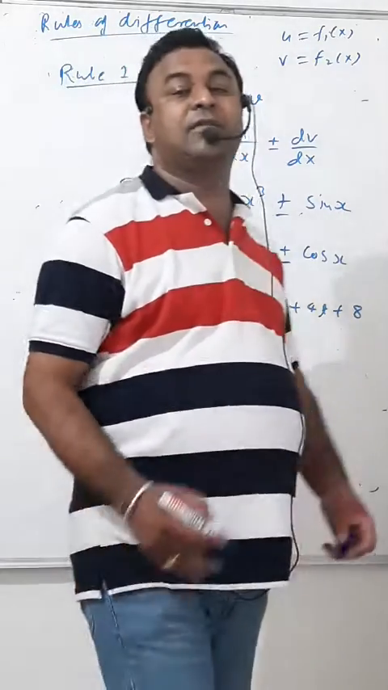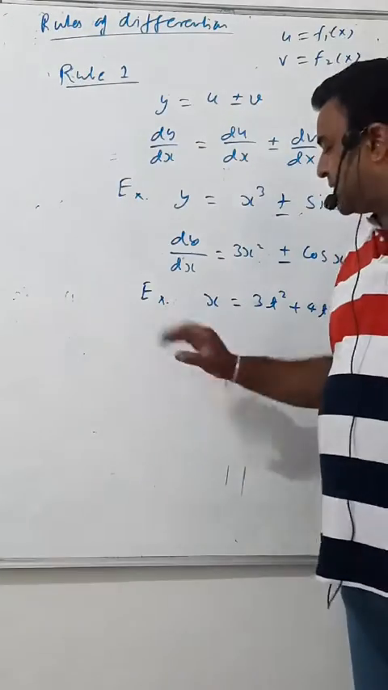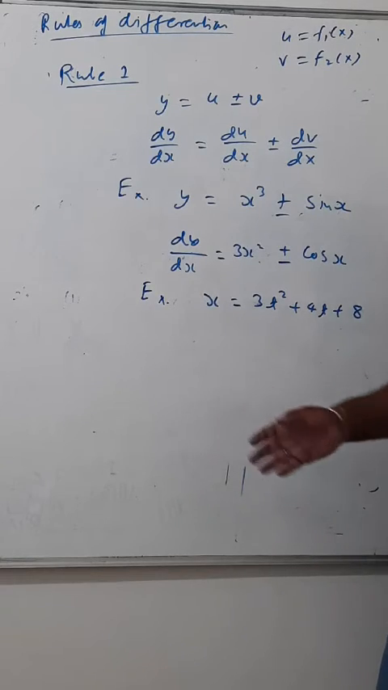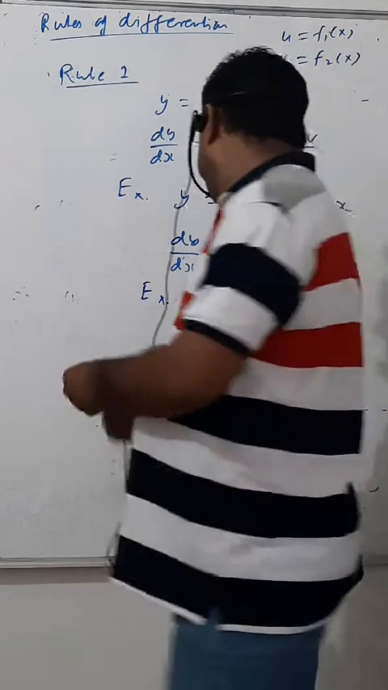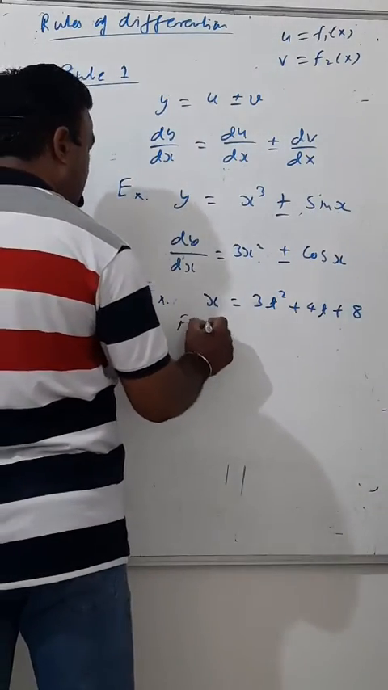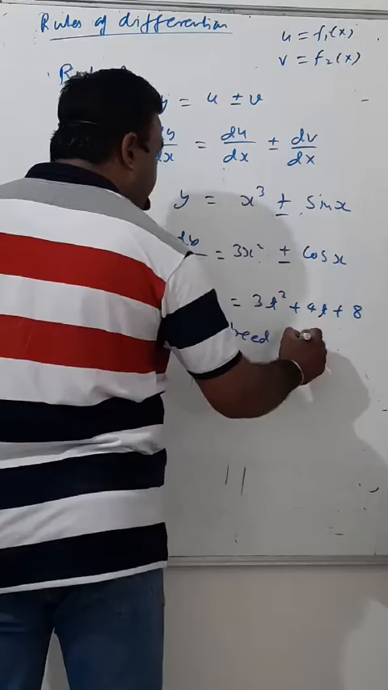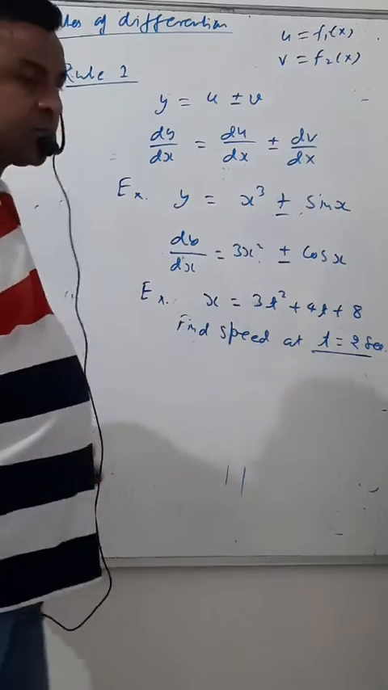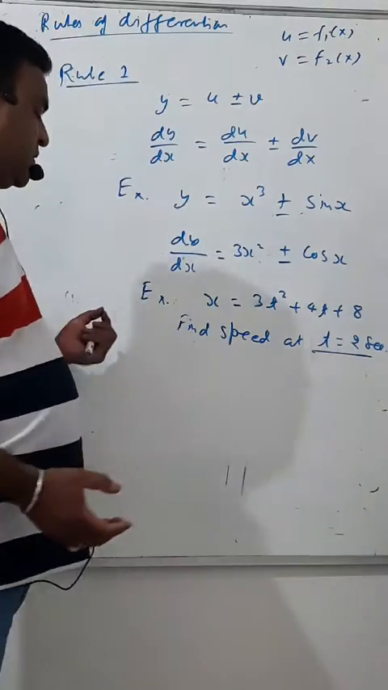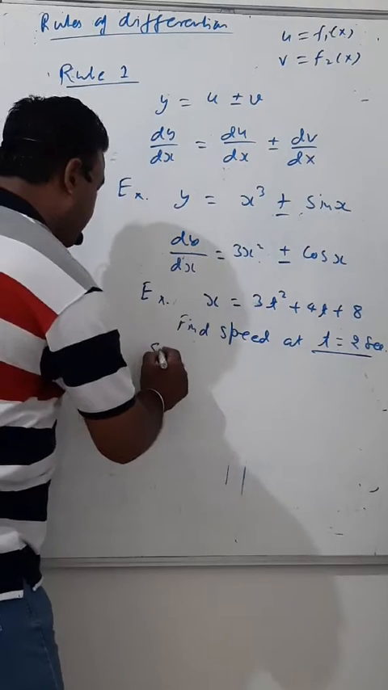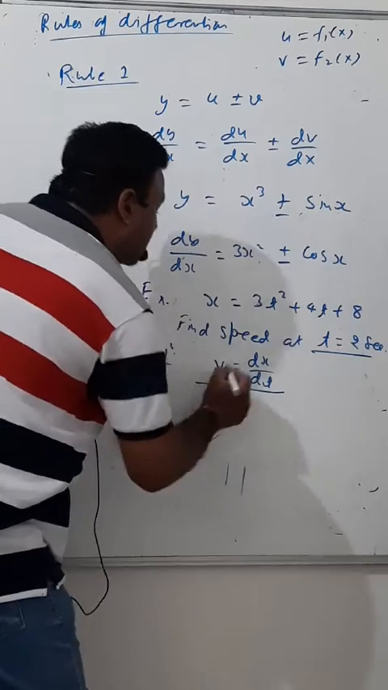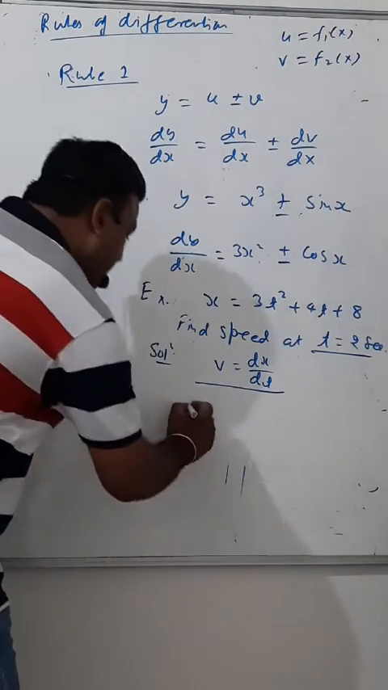Let me give another example: x is distance, x is 3t square plus 4t plus 8. Question is, find velocity or speed. x is distance, delta x upon delta t will be defined as speed. Now differentiation of it will give speed, and the question is find speed at t is equal to 2 seconds. Definitely you need to differentiate only, because speed v is what? dx upon dt.